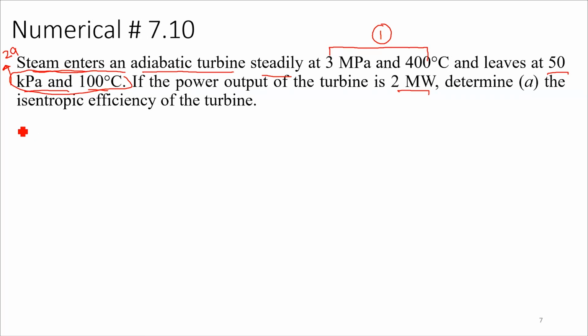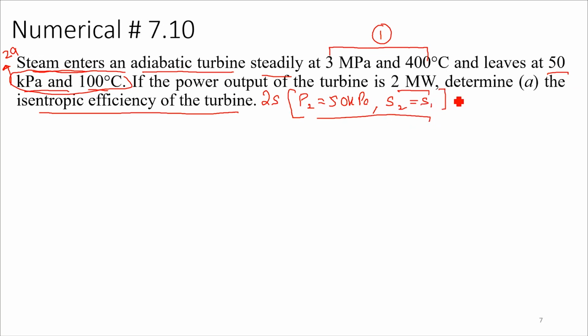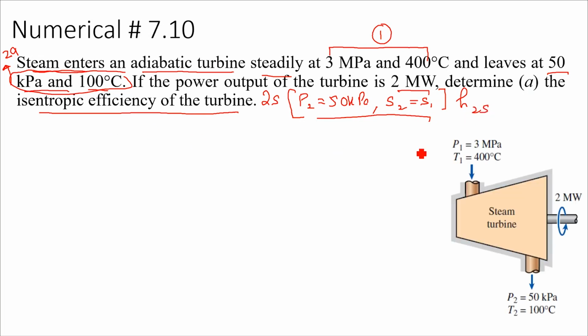The state 2S would be represented by two properties: one is the pressure P2, which is 50 kilopascal, and the other is S2, which is equal to the entropy at state 1. These two would help me find the enthalpy H2S. This is the process: actual state 1, actual state 2, which I'll write as 2A, and the isentropic state 2S, which I have written as 50 kilopascal with S2 equal to S1.